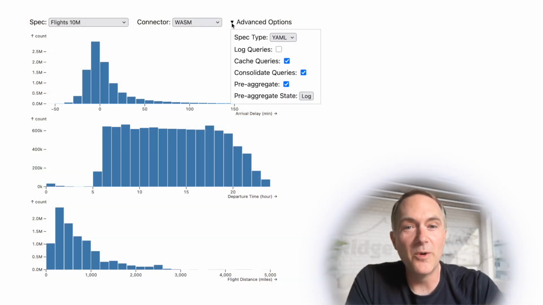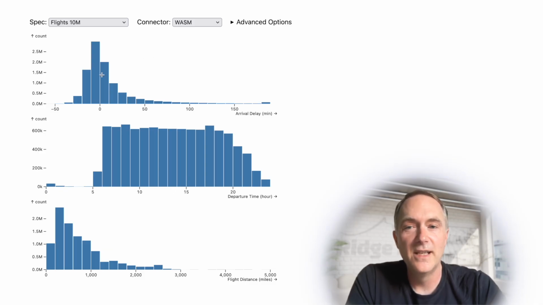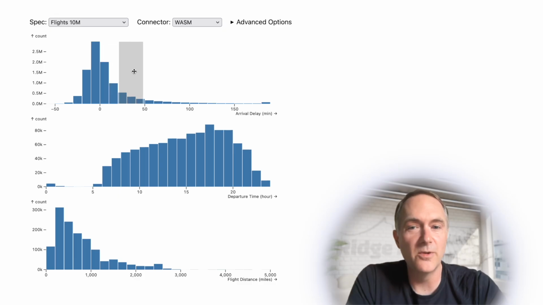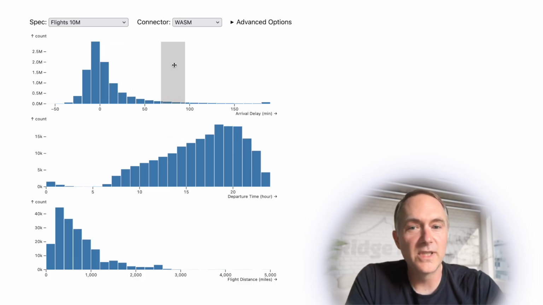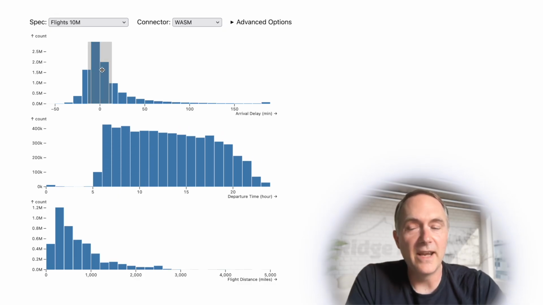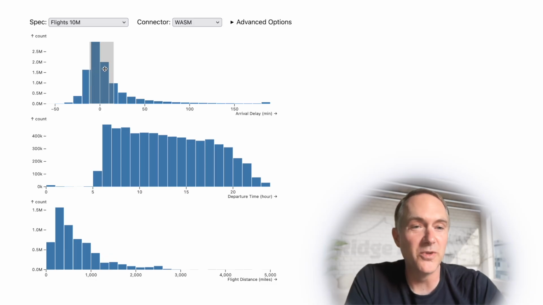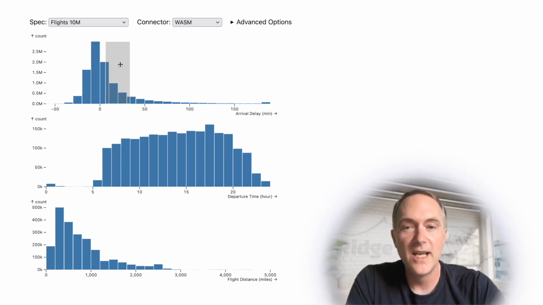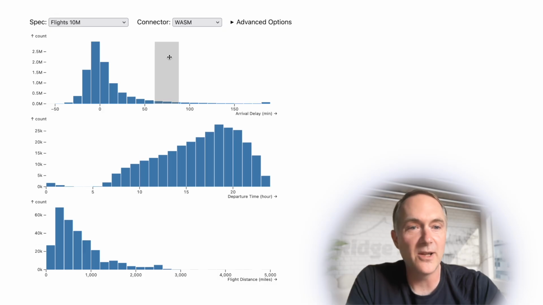If I go under advanced options, let me turn one of the options off and then you can see what happens. So now you'll notice how much slower it is. We're still leveraging the database. And for many dashboards, this is actually a huge improvement. Like you're not getting these super long server round trips, but you still notice how laggy it is.